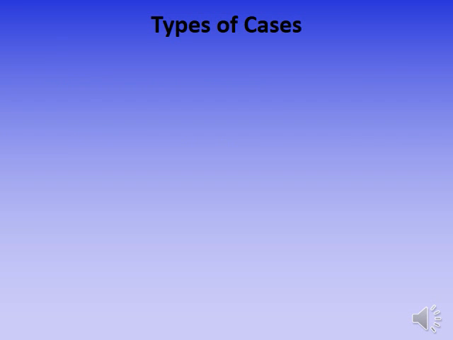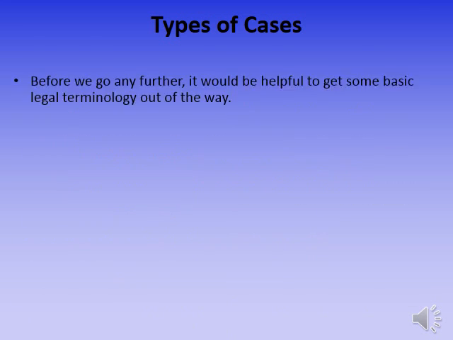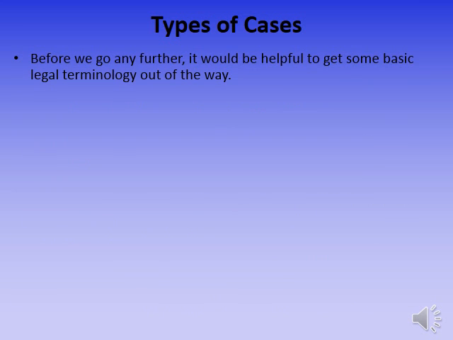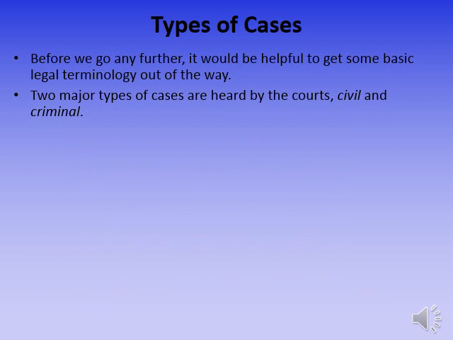Now we're going to talk about different types of cases before we go any further. I think it would just be helpful to get some basic legal terminology out of the way to understand the different cases that courts hear. We just need to understand that to get a better feel for the kind of work that they do and what the court system is really all about. There are 2 major types of cases that are heard by the courts. There are civil cases and criminal cases.